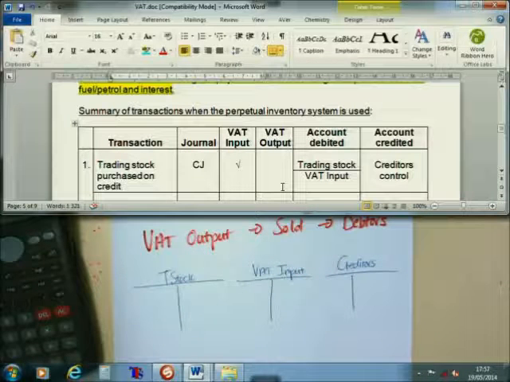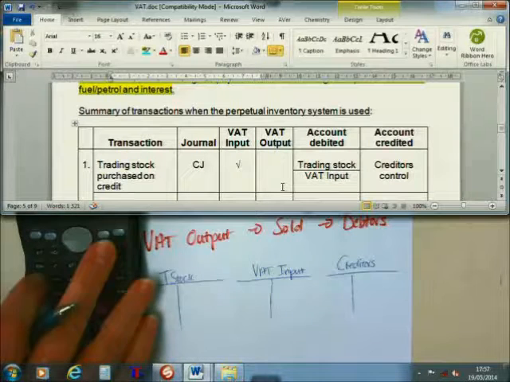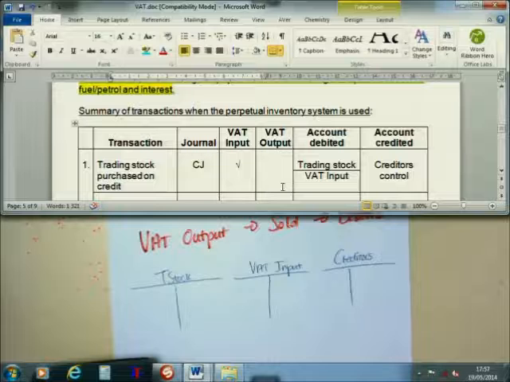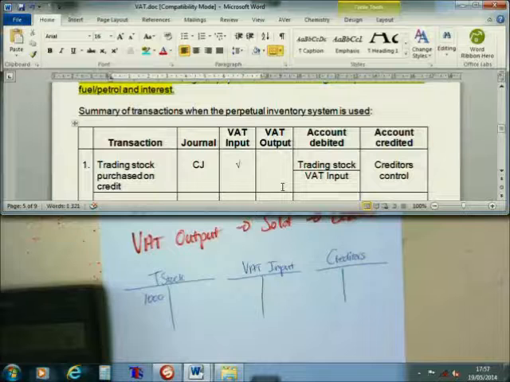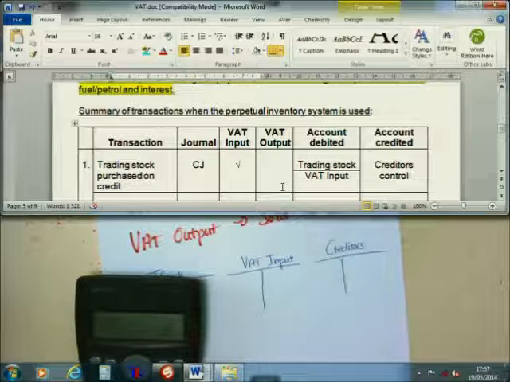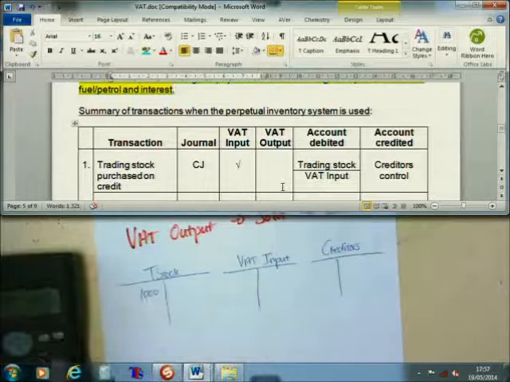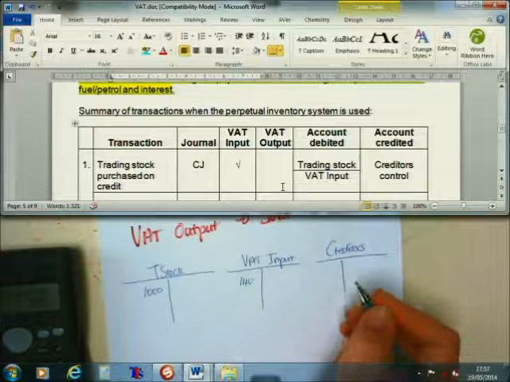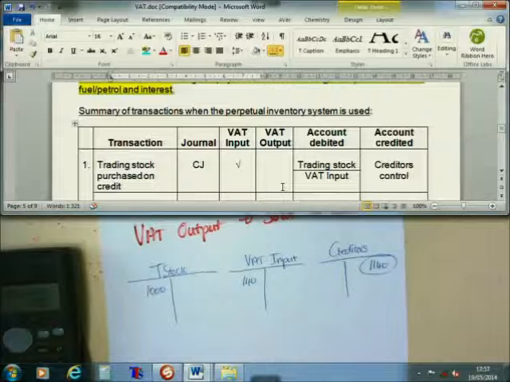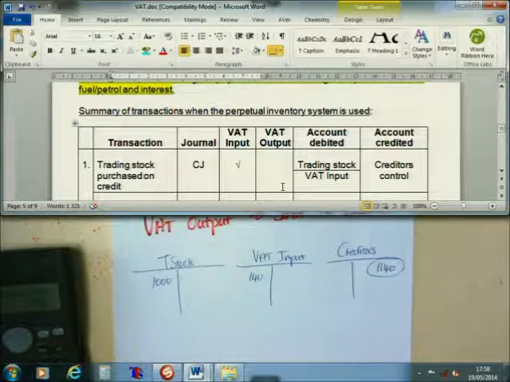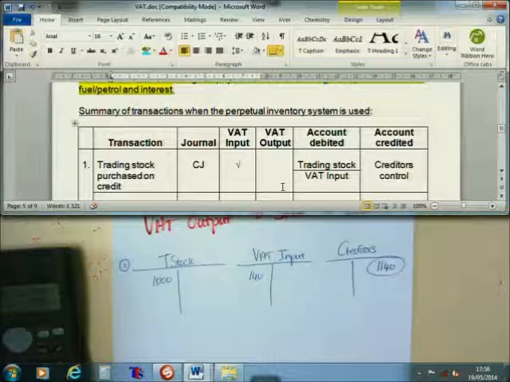Okay, let's say the amount is 1,000 Rand without the VAT. So our trading stock become more with 1,000 Rand. 1,000 times 14 divided by 100 gives you 140 Rand. That 140 Rand is your VAT input, and we owe the creditors 1,140 Rand. There's the big amount. Because we bought, it was VAT input, and it is creditors control.